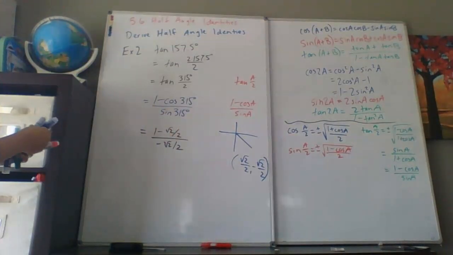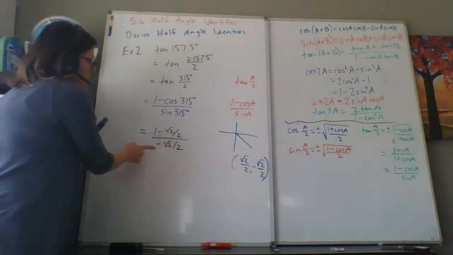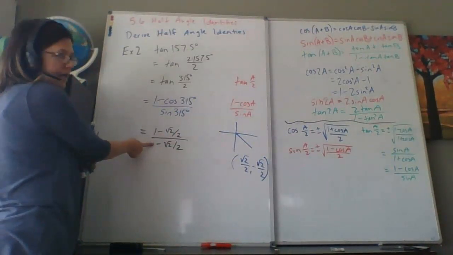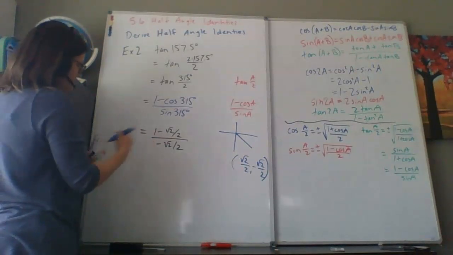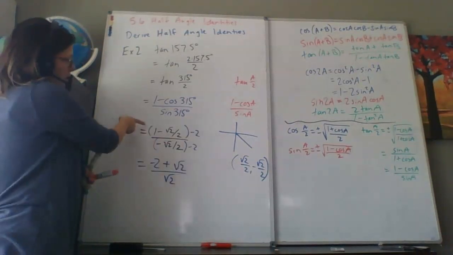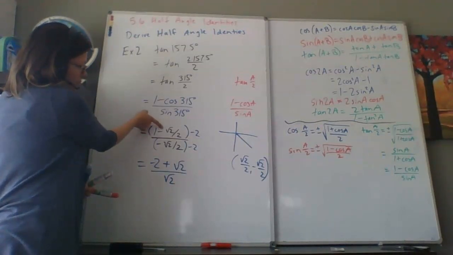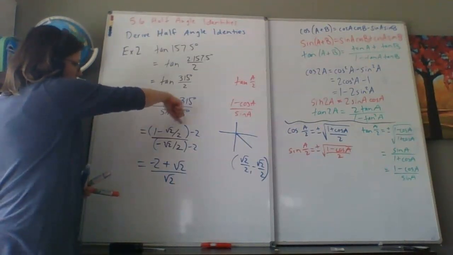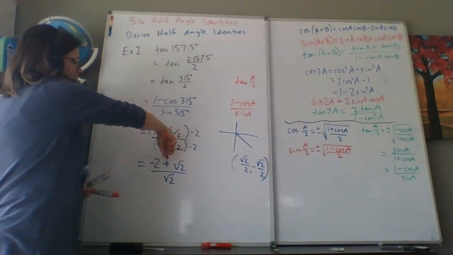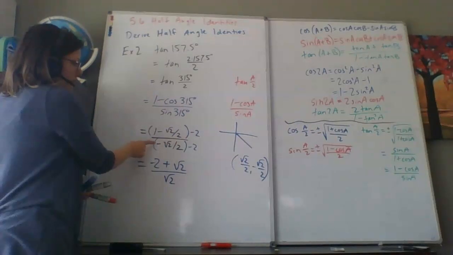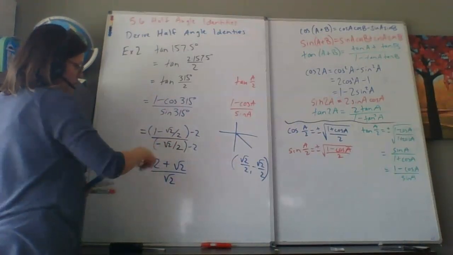First thing we'll do is we will clear the denominators, and I'm going to go ahead and clear the negative at the same time. We do not want negatives in the denominator of our final answer. So on the top, we get negative 2 plus rad 2. So here, this minus times a negative gives us that positive, and the 2's cancel. On the bottom, negative times a negative is a positive, and the 2's cancel.